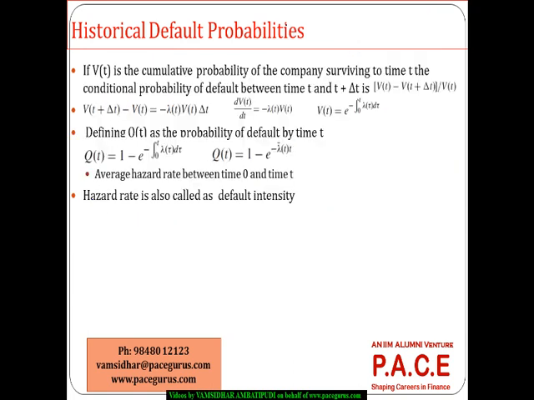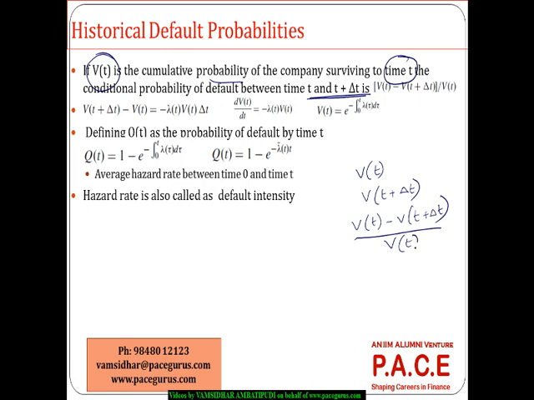And a few more interesting equations. If I look at a variable called v of t, defined as the cumulative probability that a company will survive up to time t, then for default between time t and t plus delta t: surviving up to time t is v of t, and surviving up to t plus delta t is v of t plus delta t. The difference between the two is what has defaulted between time t and t plus delta t, upon the original v of t. This is what we compute as the probability of default between t and t plus delta t.